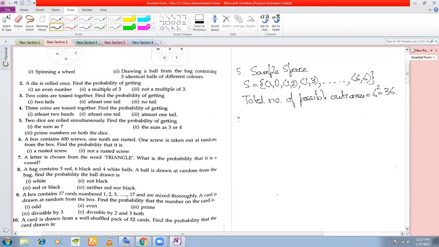Let's now see the questions, and we'll define the event accordingly based on the question. If you see, the first question is the sum as 7. So first I define the event as the sum as 7. So therefore, what is E1? Which outcomes from the sample space should I select so that the sum of numbers appearing on both the dice is 7?